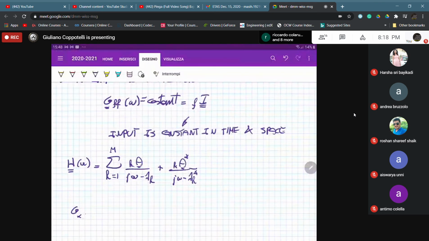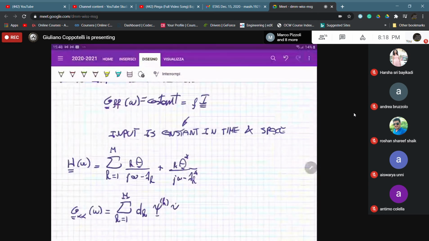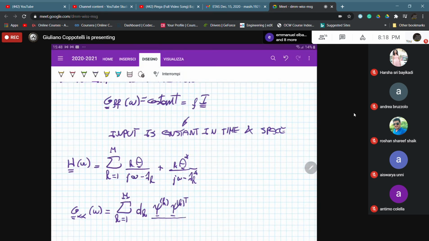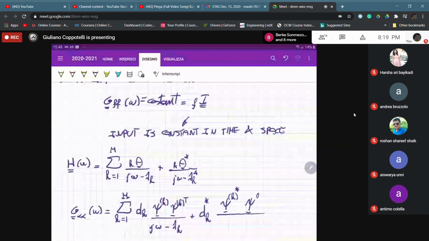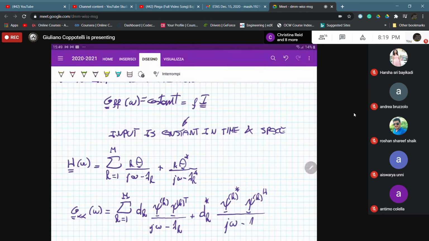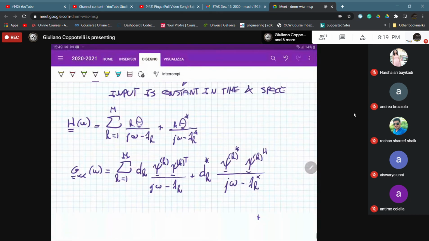Just to save a lot of equations, we can write that Gxx, the power spectral density matrix of the output, could be rewritten as the summation over all modes from 1 to m of E_k times psi_k, the vector, psi_k transpose, divided by j omega minus lambda_k, plus the complex conjugate part: psi_k conjugate, psi_k Hermitian, divided by j omega minus the complex conjugate pole lambda_k conjugate.